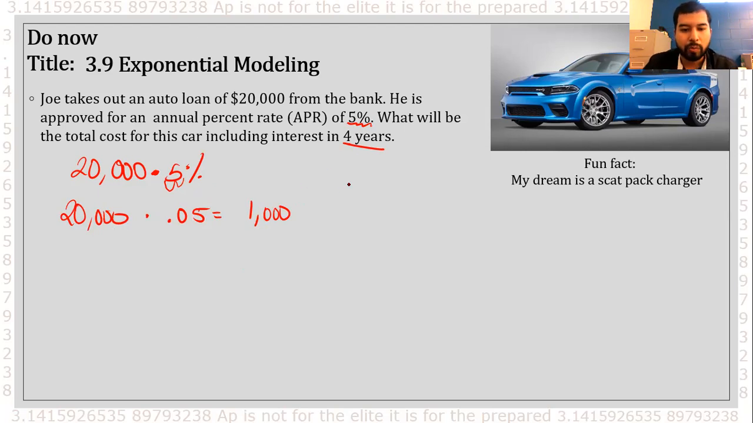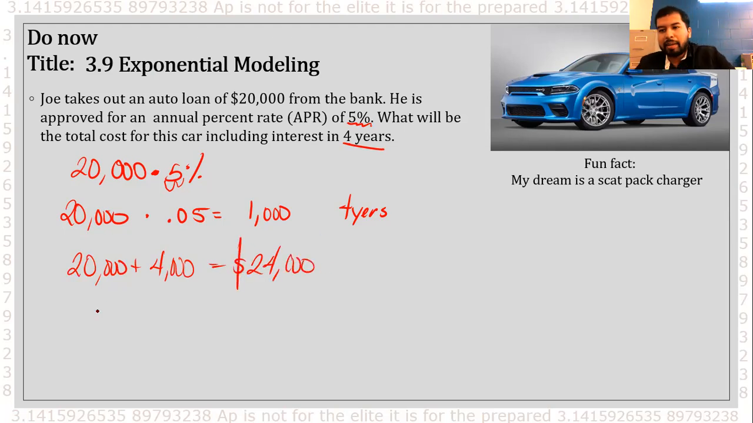Okay. However, we want to do this for 4 years. So if in 1 year it's $1,000, in 4 years it's going to be $4,000, right? Because 1 times 4 is 4. So I'm going to find out the total cost is 20,000 plus 4,000. So according to this, the total money that Joe will finance for this car will be 24,000.